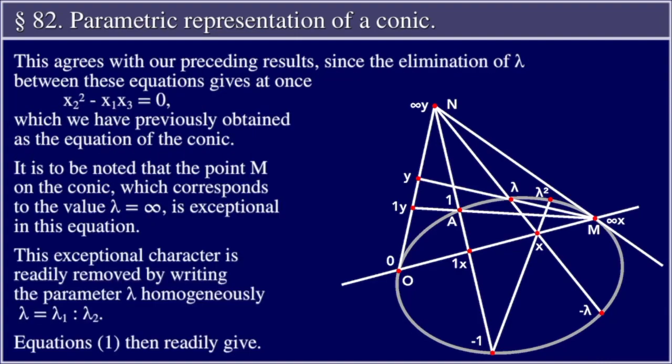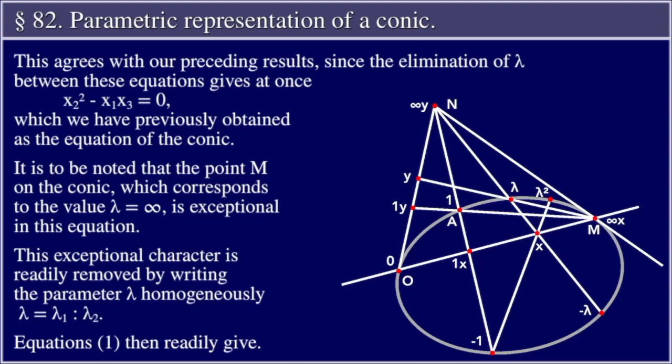This agrees with our preceding results, since the elimination of lambda between these equations gives at once x sub 2 squared minus x sub 1 x sub 3 equals 0, which we have previously obtained as the equation of the conic. It is to be noted that the point M on the conic, which corresponds to the value lambda equals infinity, is exceptional in this equation.